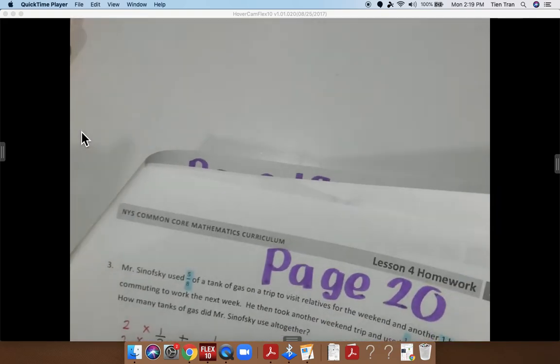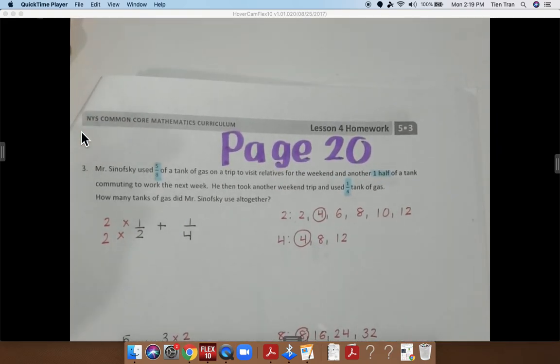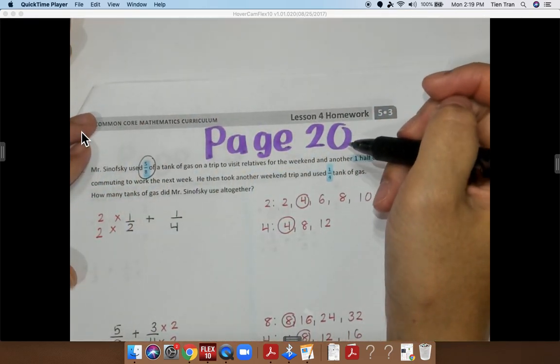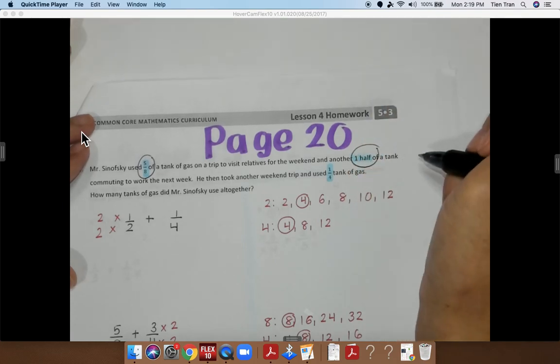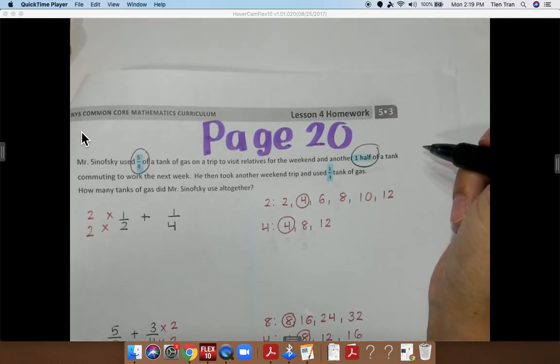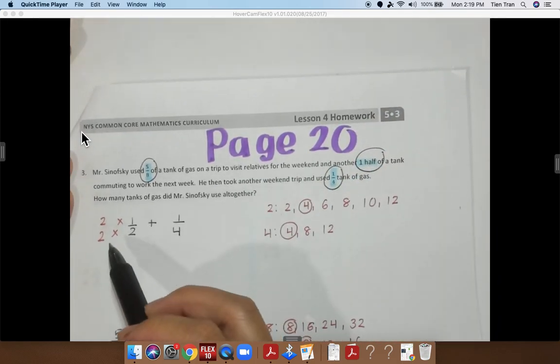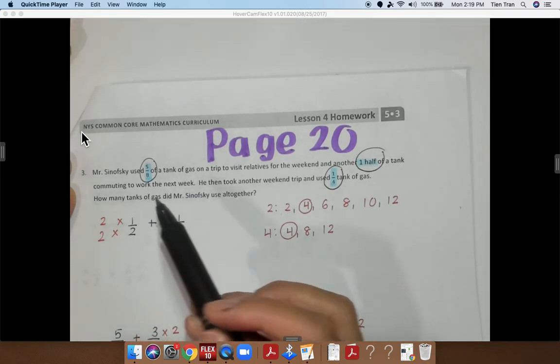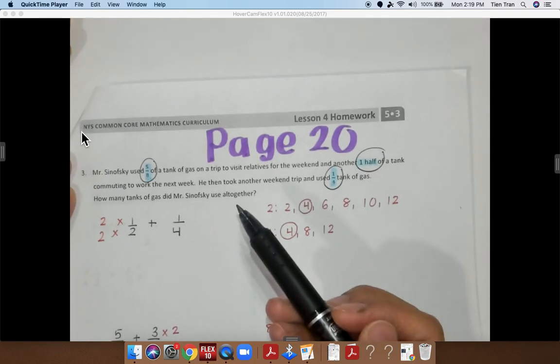Now for problem number 3. Mr. Sinofsky used 5/8 of a tank of gas on a trip to visit relatives for the weekend and another 1/2 of a tank commuting to work the next week. He then took another weekend trip and used 1/4 tank of gas. So the first thing I'm going to do is find the common denominator for 1/2 plus 1/4 because I need to figure out how much he is using altogether.